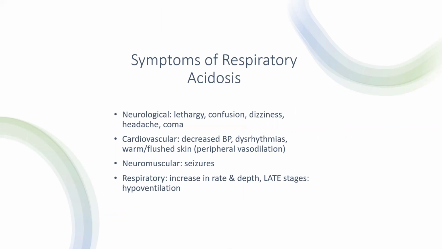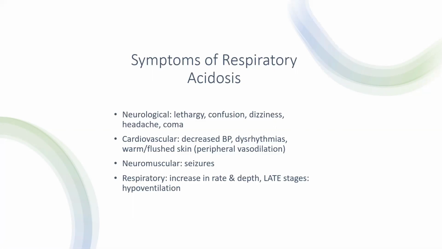into a coma. Cardiovascular-wise, these patients will have a drop in their blood pressure. They typically have cardiac dysrhythmias or heart rate abnormalities. And then they have this warm, flushed skin because what happens is there is a peripheral vasodilation that occurs. Neuromuscular-wise, it can advance to seizures.